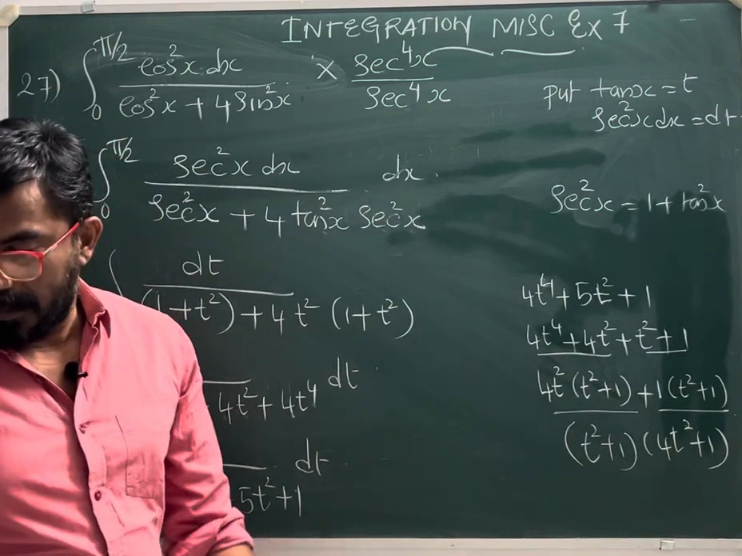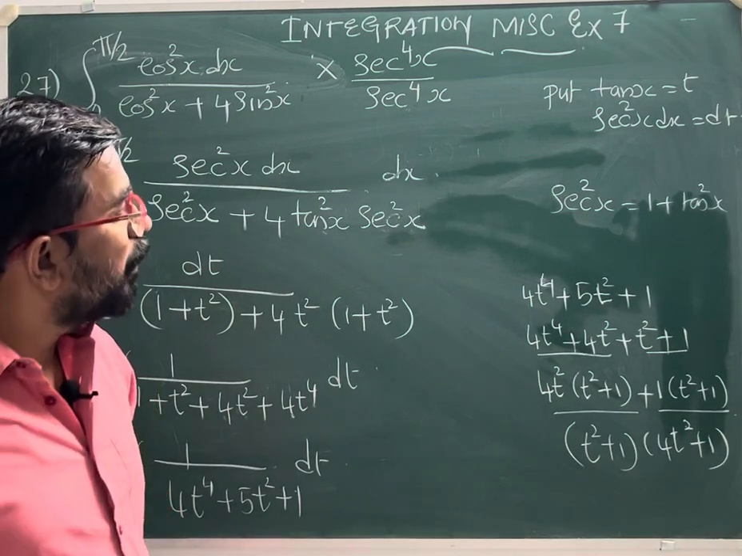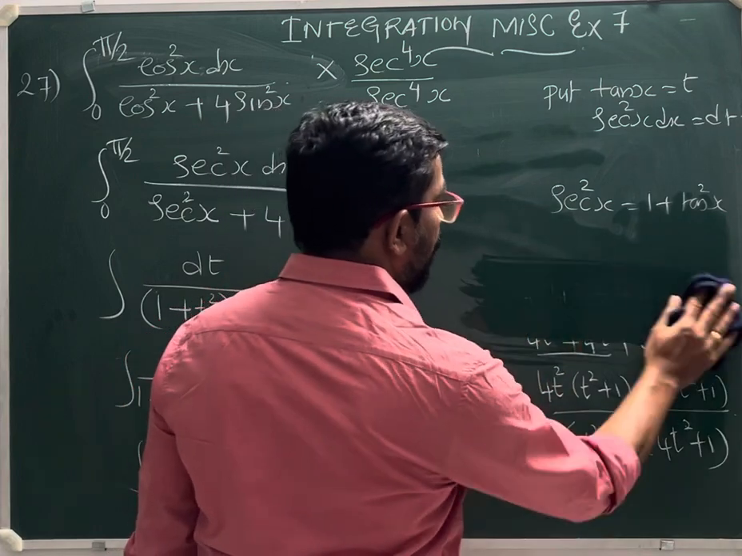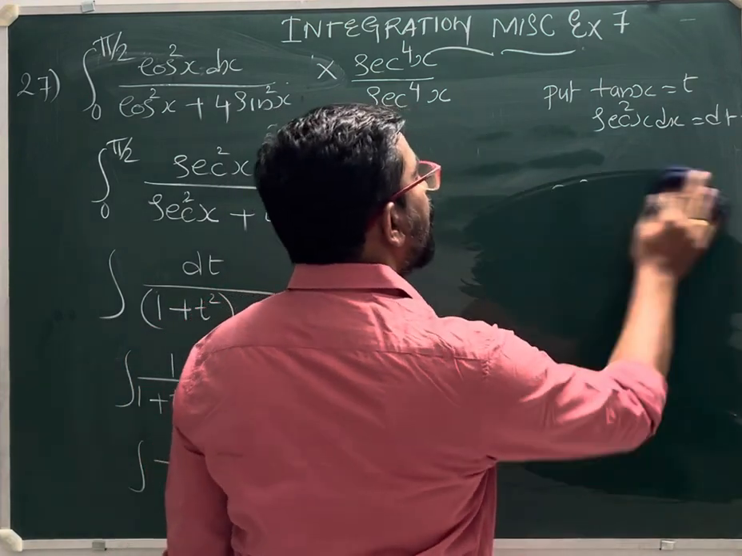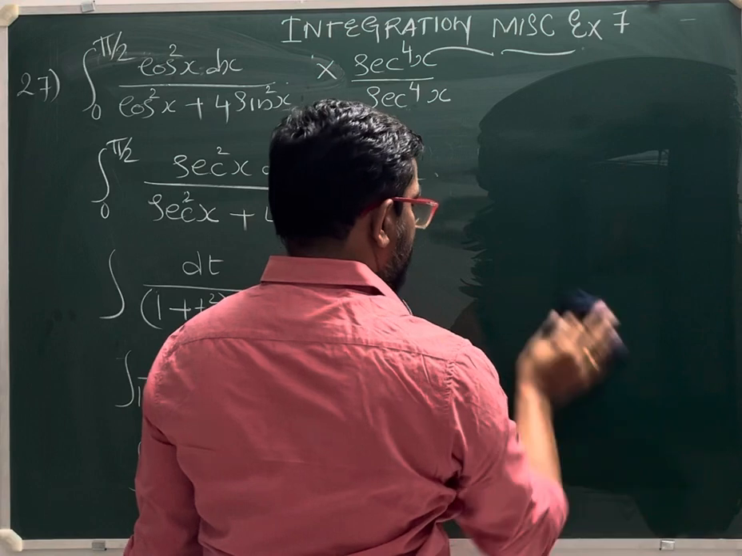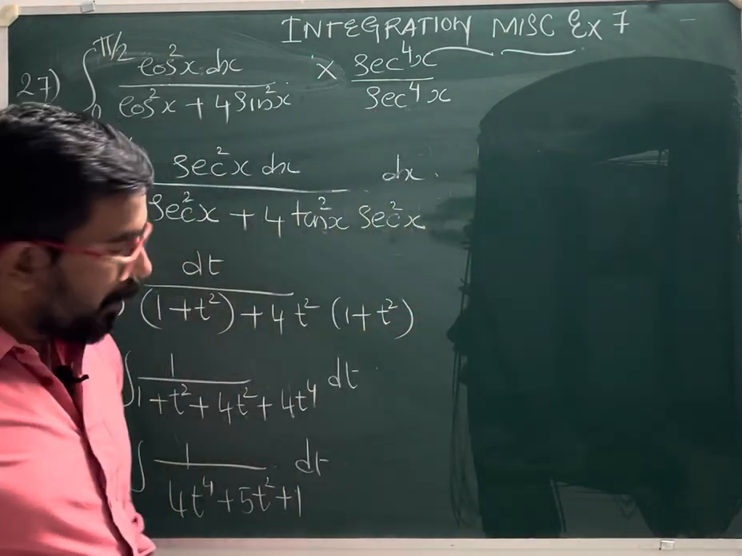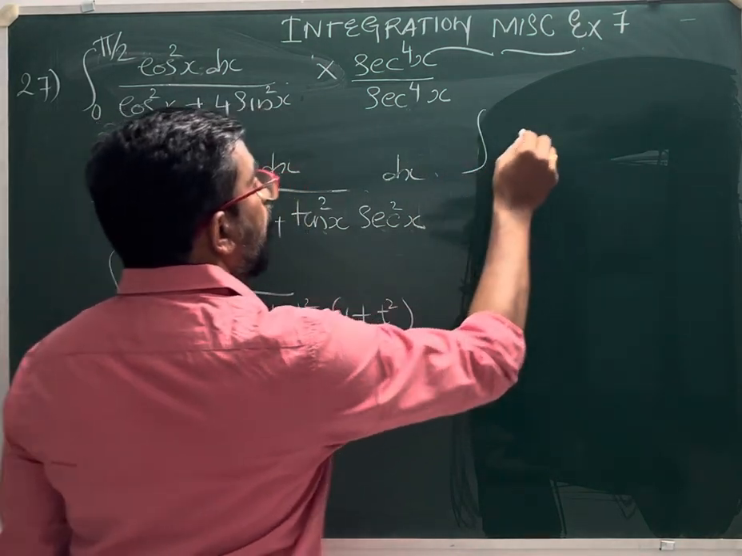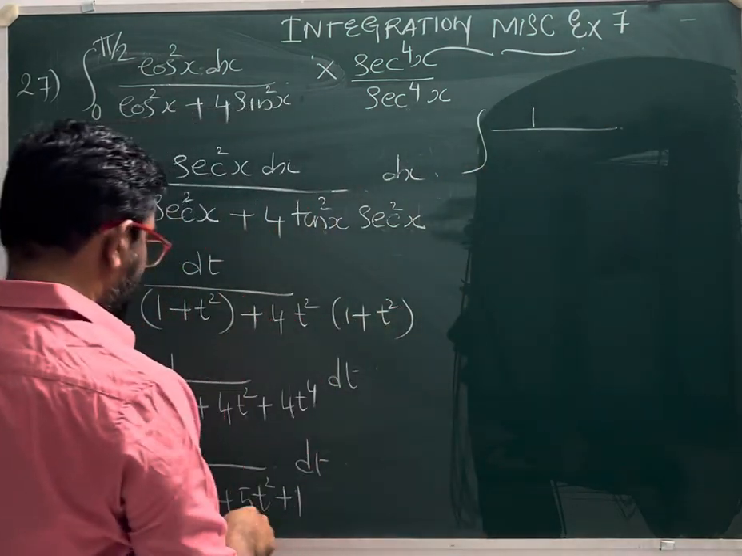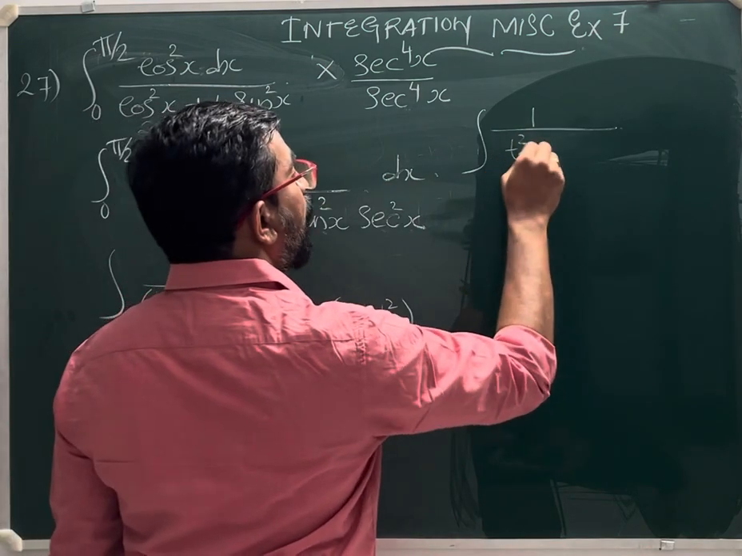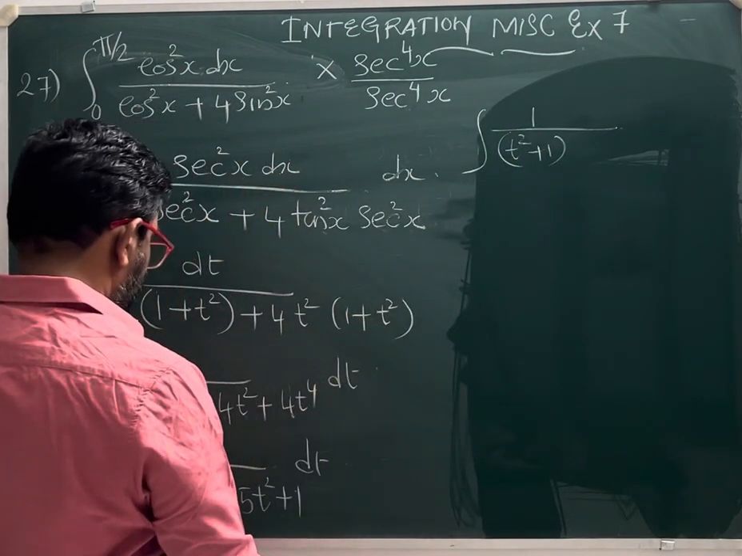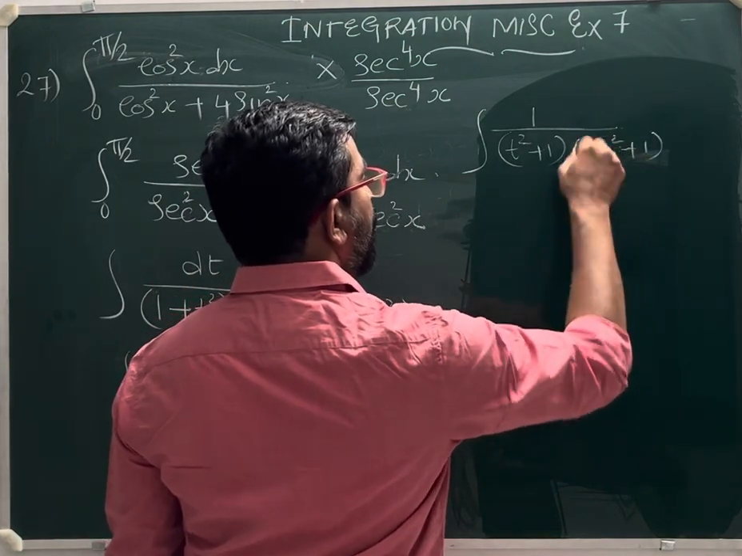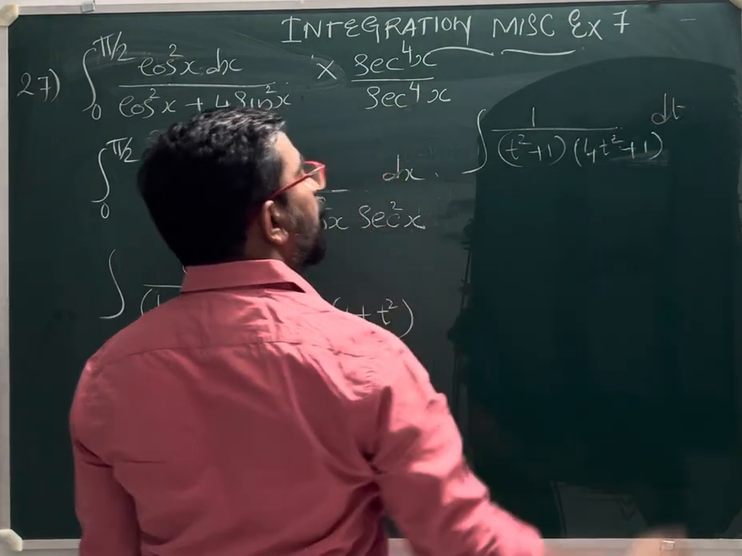So from the next step onwards, I am going to write it here. Let me erase this part. Keep this in mind: we will apply the upper limit and lower limit will change. But for the time being, let us take this place. And we will write this as integral 1 by t square plus 1 and 4t square plus 1 dt. This is how we factorized.